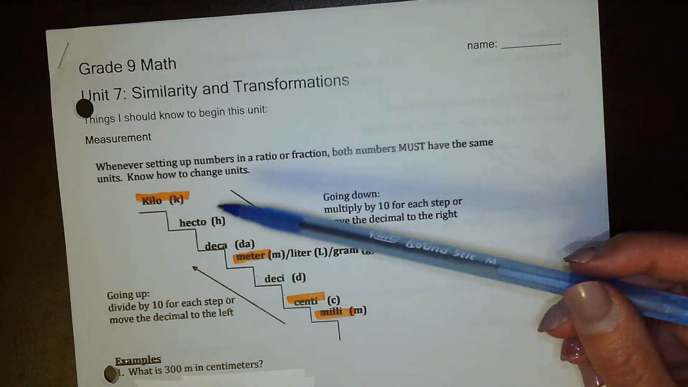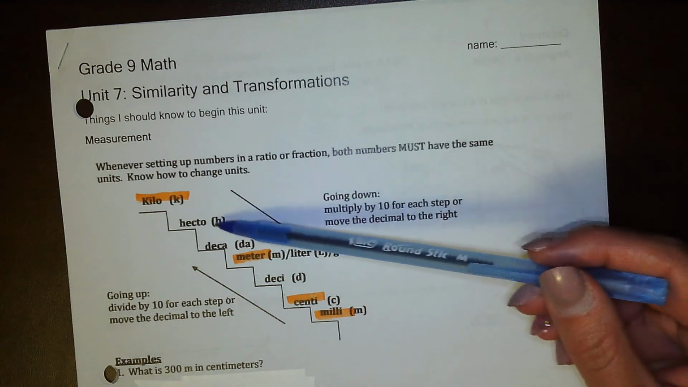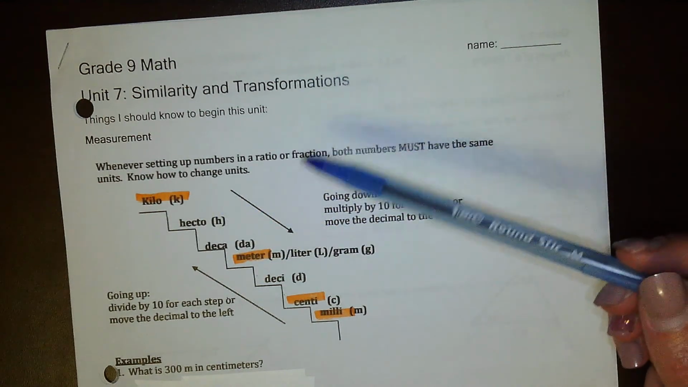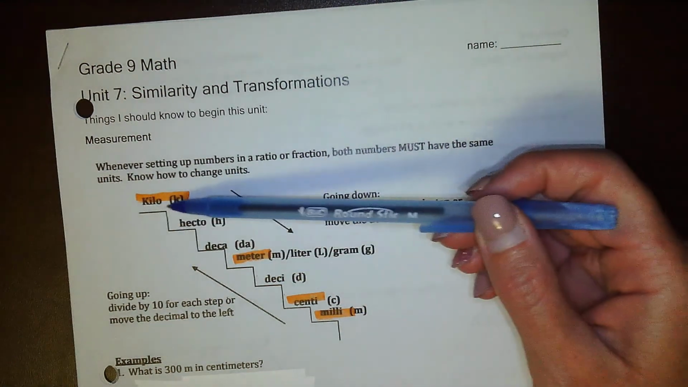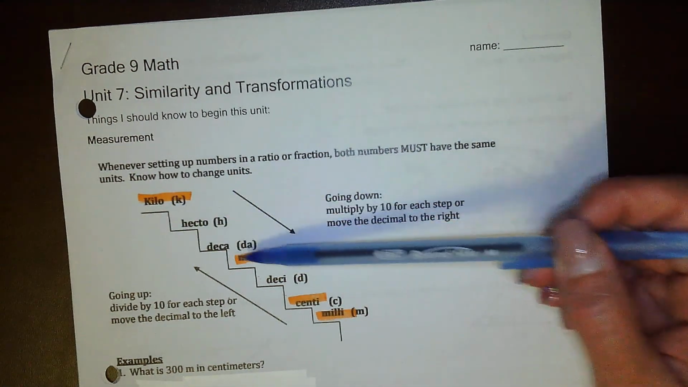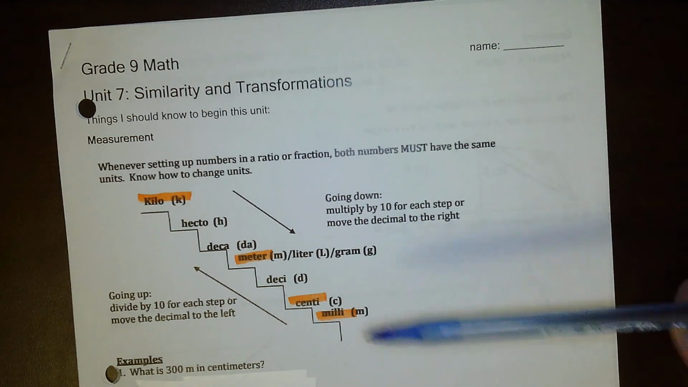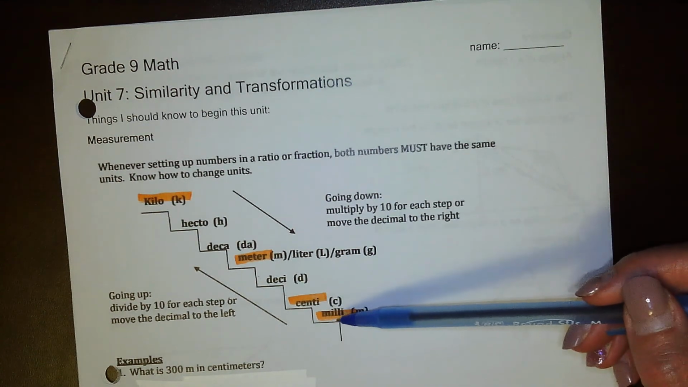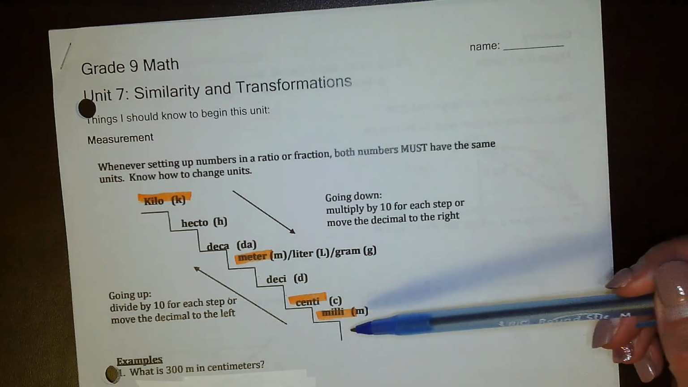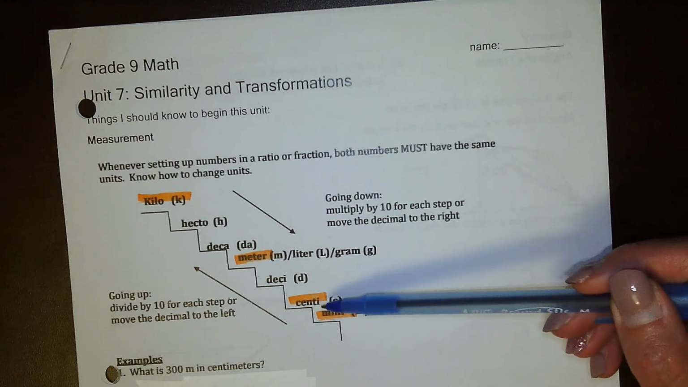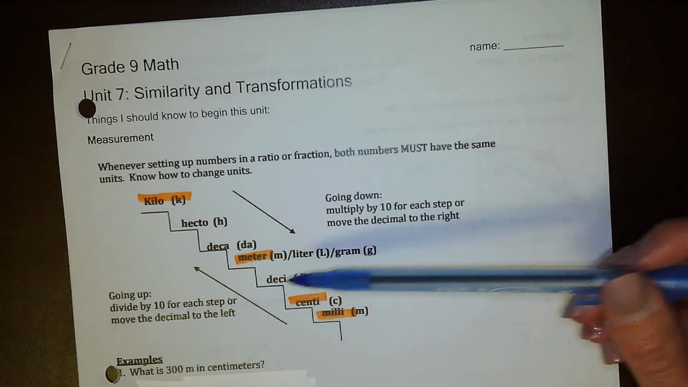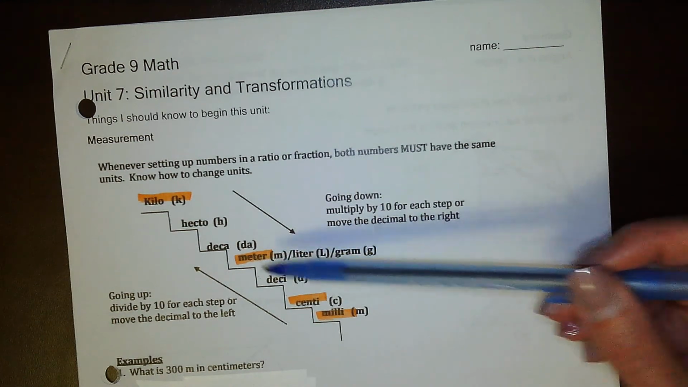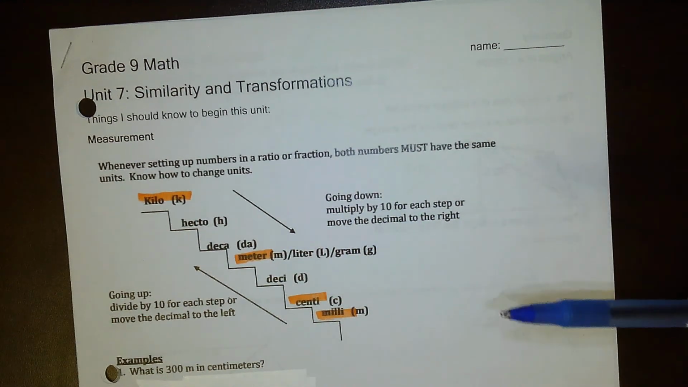So some of the other ones in the staircase are, because they go down by tens, or they're multiples of 10. For every 10 millimeters, you have a centimeter. For every 10 centimeters, you have a decimeter. For every 10 decimeters, you have a meter. That's kind of the idea behind it.